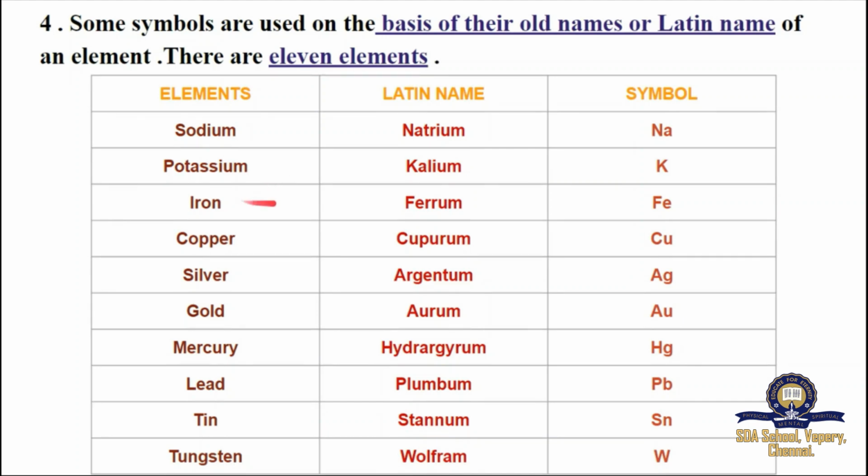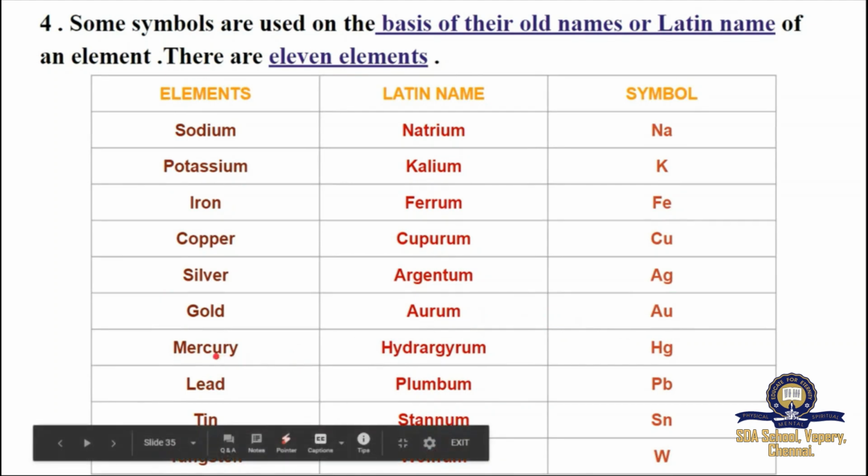For iron, the Latin name is ferrum. The symbol is Fe. For copper, the Latin name is cuprum. The symbol is Cu. For silver, the Latin name is argentum. The symbol is Ag. For gold, the Latin name is aurum. The symbol is Au. For mercury, the Latin name is hydrargyrum.